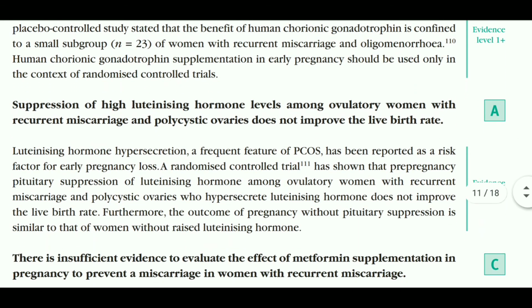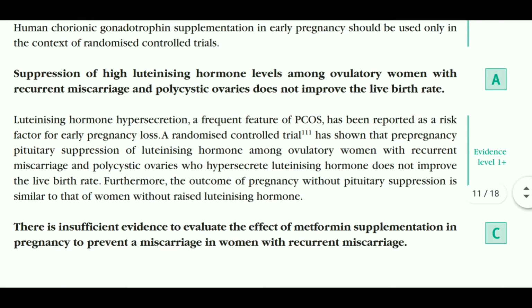Now, suppression of luteinizing hormone among ovulatory women with recurrent miscarriages and polycystic ovaries does not improve the live birth rate. Luteinizing hormone hypersecretion, a frequent feature of PCOS, has been reported as a risk factor for early pregnancy loss, and a randomized controlled trial has shown that pre-pregnancy pituitary suppression of luteinizing hormone among ovulatory women with recurrent miscarriages and polycystic ovaries who hypersecrete luteinizing hormone does not improve the live birth rate. Furthermore, the outcome of pregnancy without pituitary suppression is similar to that of women with raised luteinizing hormone.